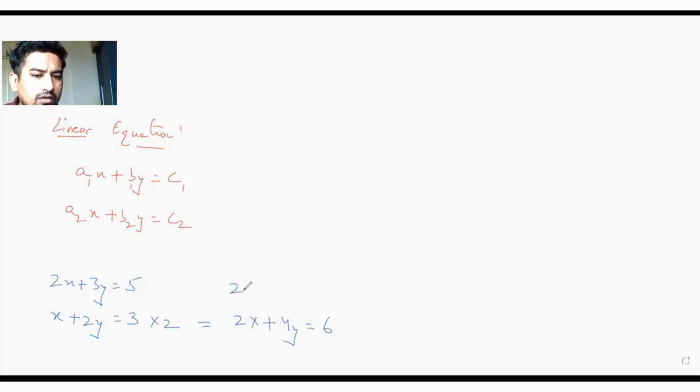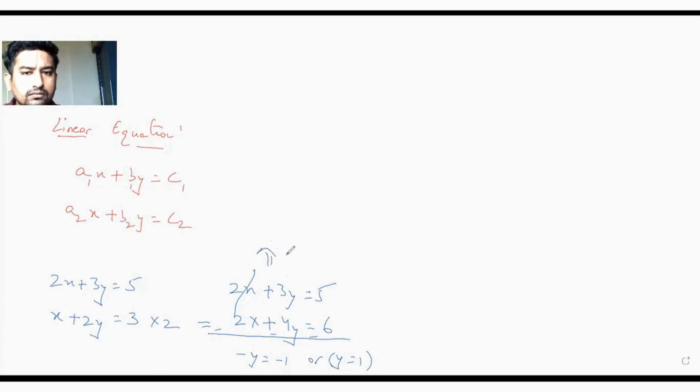What is the first one? 2x plus 3y is equal to 5. Now when you subtract, what do you get? Minus y is equal to minus 1, or y is equal to 1. You substitute it back in the first equation, let's say. So what do you get from here? 2x is equal to 5 minus 3, that is equal to 2. So x is equal to 2.